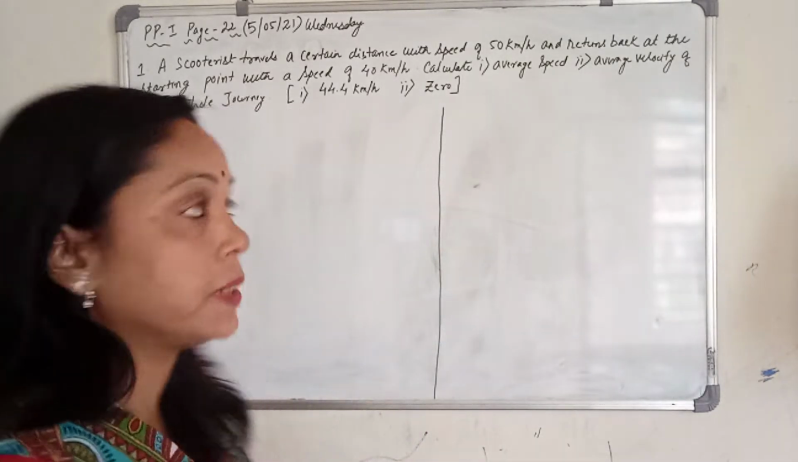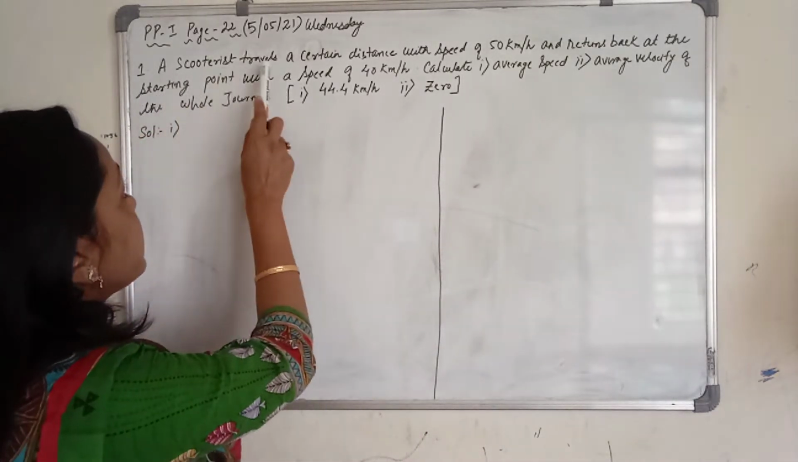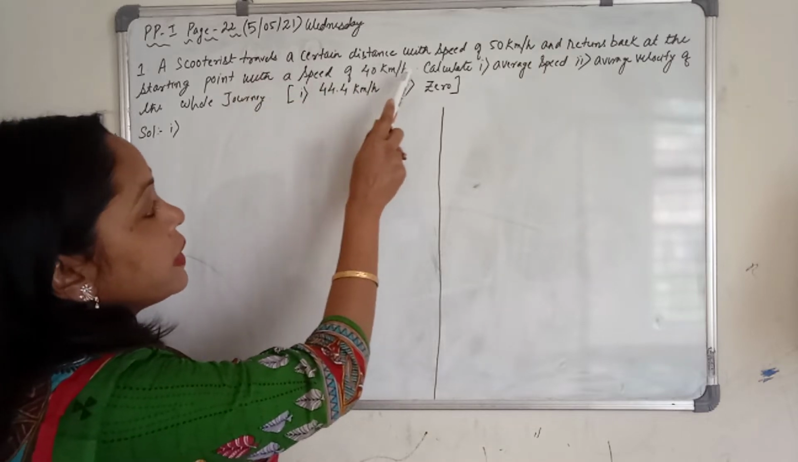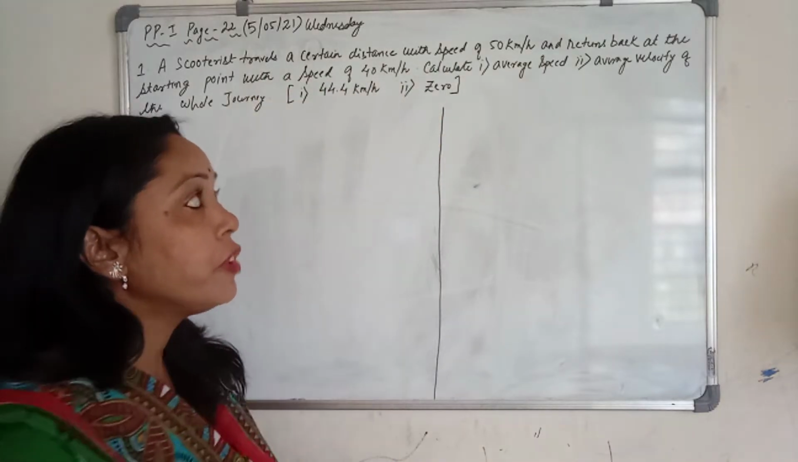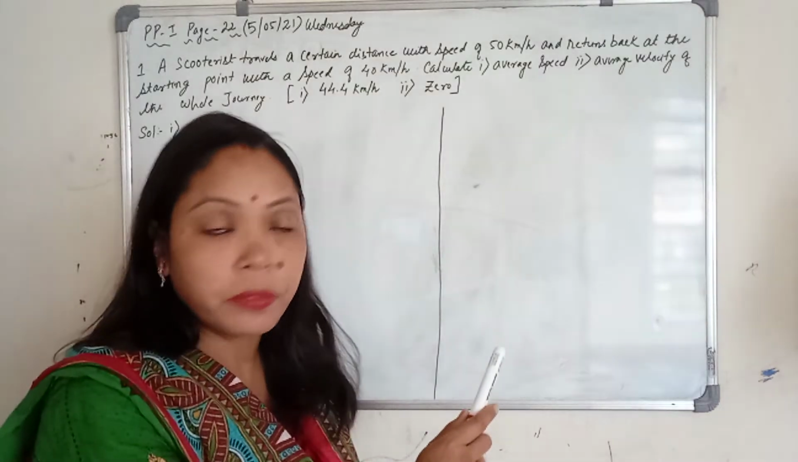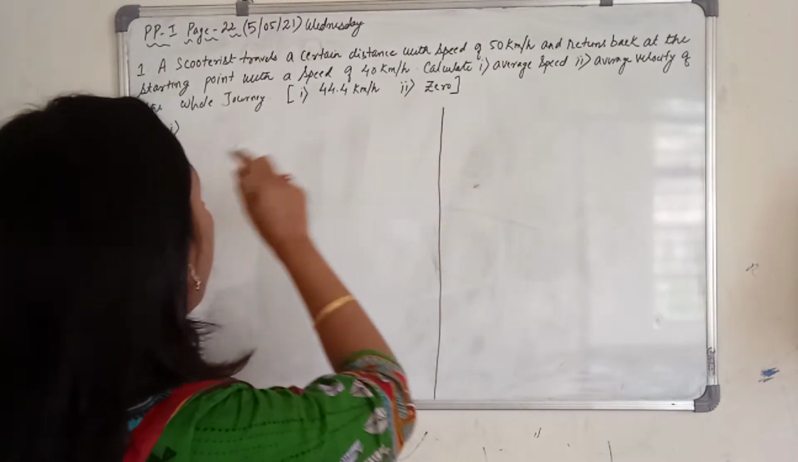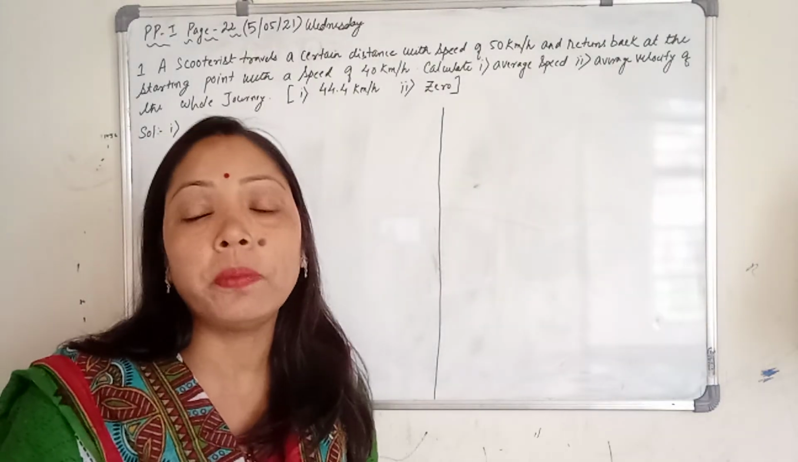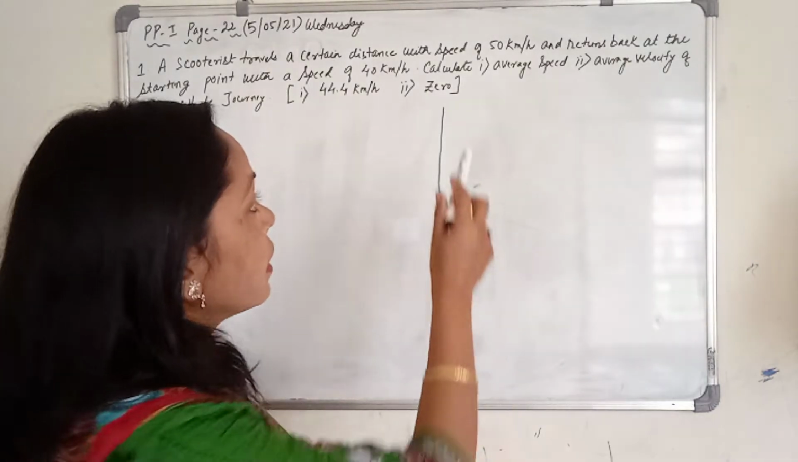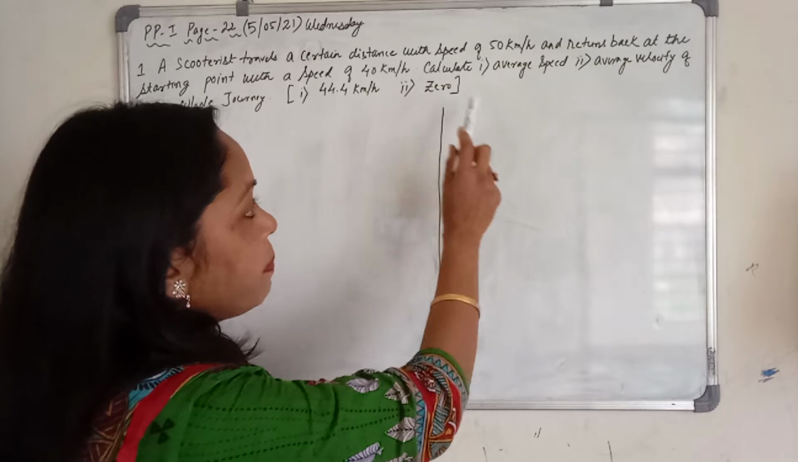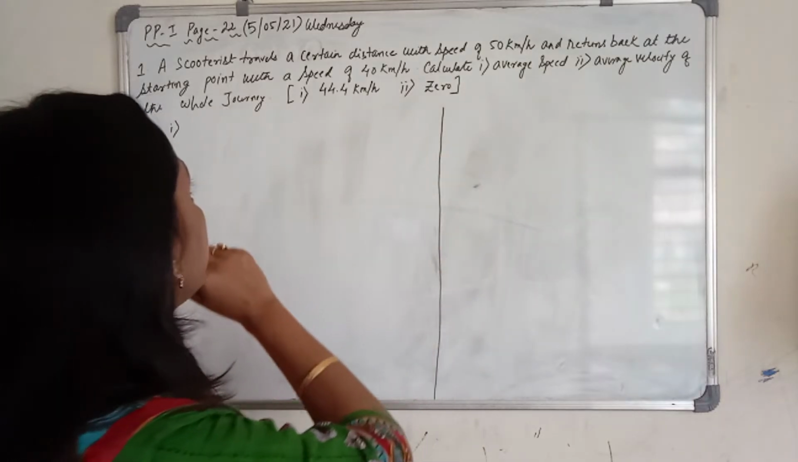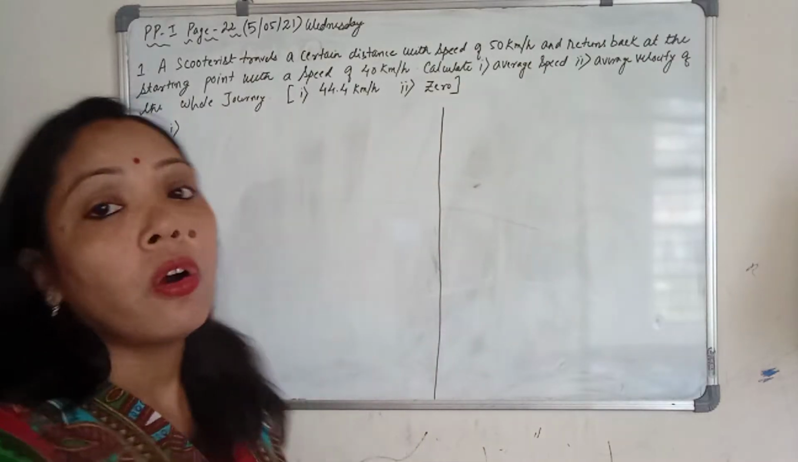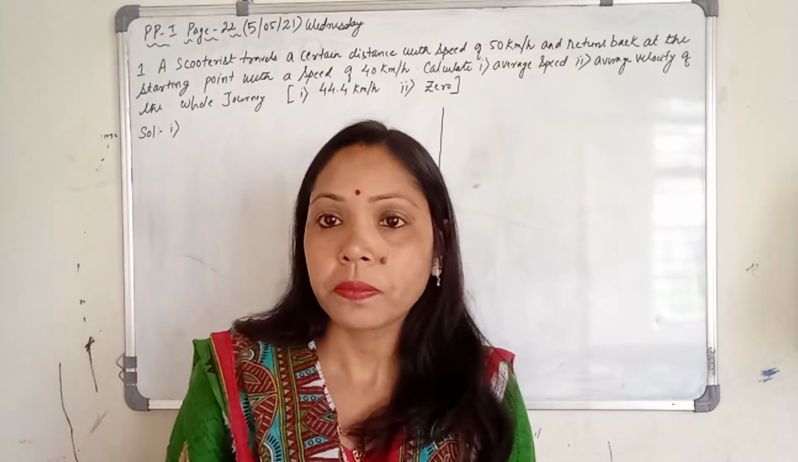See the first question. A scooterist travels a certain distance with a speed of 50 km per hour and returns back at the starting point with a speed of 40 km per hour. Calculate average speed, average velocity of the whole journey.